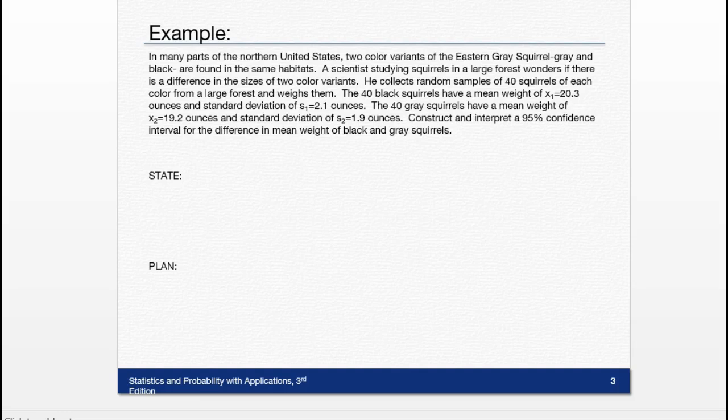All right. So I want to encourage you to highlight here, okay? 40 samples of each, that's pretty important. He has 40 black squirrels with a mean of 20.3 and a standard deviation of 2.1. So I'm going to use one color for that. And then the 40 gray squirrels have a mean of 19.2 and 1.9 standard deviation. Now, the other thing I want to highlight is the context. It's right here: the difference in mean weight of black and gray squirrels. I'm going to need that when I state my parameters.